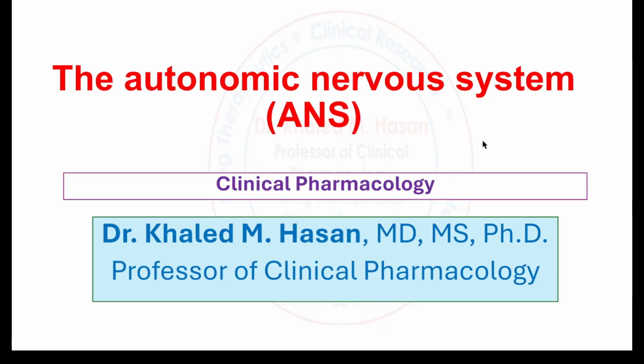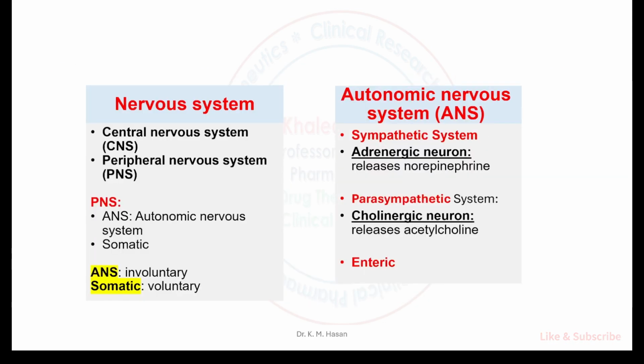Okay, the pharmacology of the autonomic nervous system. We are going to speak about the nervous system, which consists of two main parts: the central nervous system and the peripheral nervous system. The peripheral nervous system has two parts: the autonomic nervous system, ANS, and the somatic nervous system. The autonomic nervous system is considered an involuntary system. However, the somatic system is considered a voluntary system.